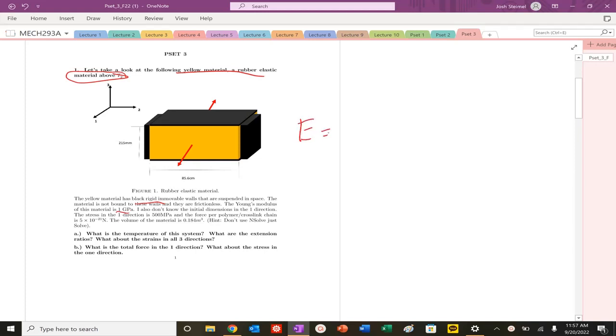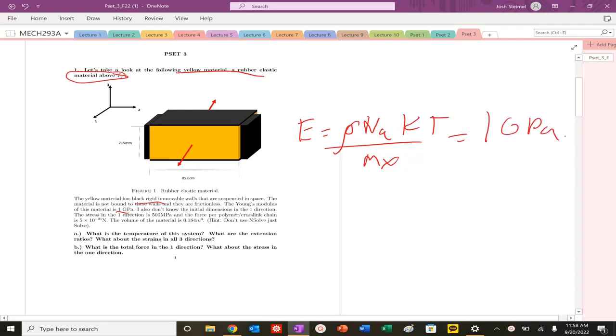We are given that the black walls are rigid and immovable and suspended in space. The material is not bound to them, they're frictionless. The Young's modulus is 1 GPa, and we have our expression for a rubber elastic material: the Young's modulus is going to be equal to our density times Avogadro's number times our molecular mass between our crosslinks.